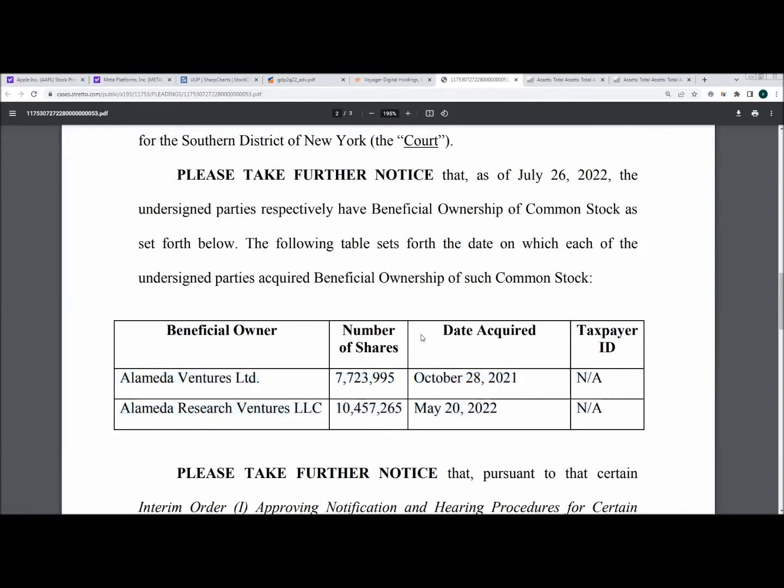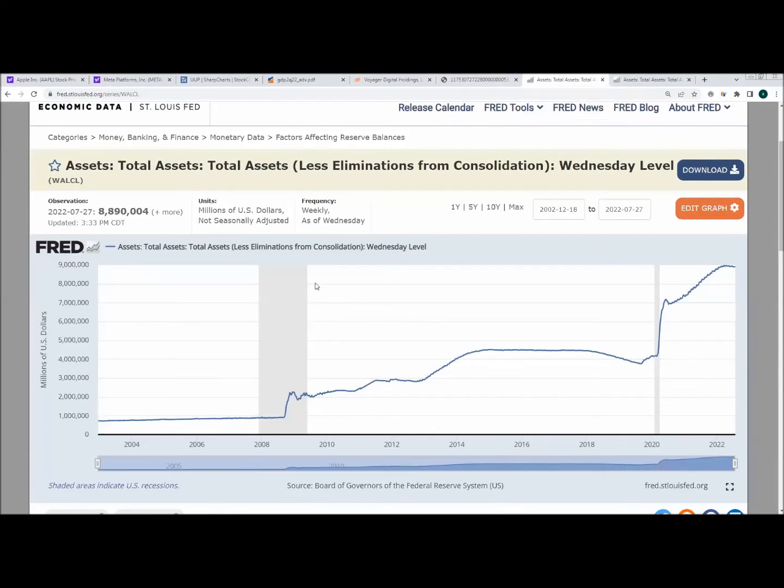He very well could be under financial distress. Something to keep in mind. So let's look at one more thing. The Fed. I just wanted to look here at the total assets of the Fed. I haven't checked this in a while.